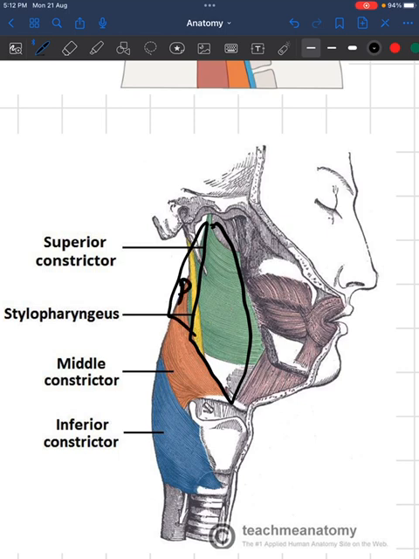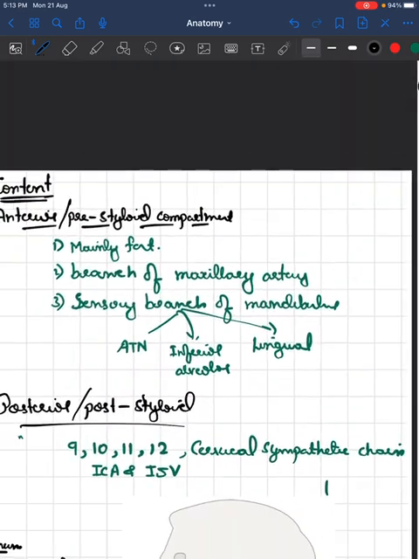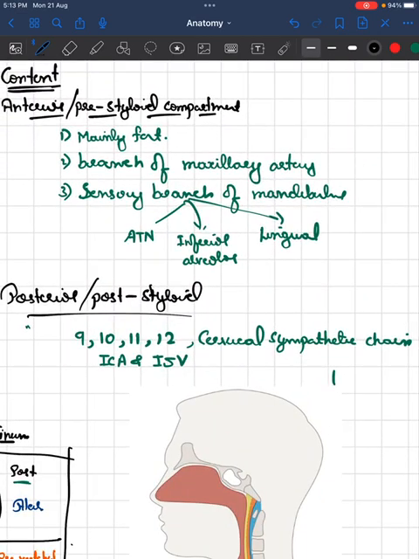Posterior, it is divided into two components by the styloid: the anterior part and the posterior part. The anterior part has mainly fat, branches of the maxillary artery, and the sensory branch of the mandibular nerve. It includes the auriculotemporal nerve, inferior auricular nerve, inferior alveolar nerve, and lingual nerve.